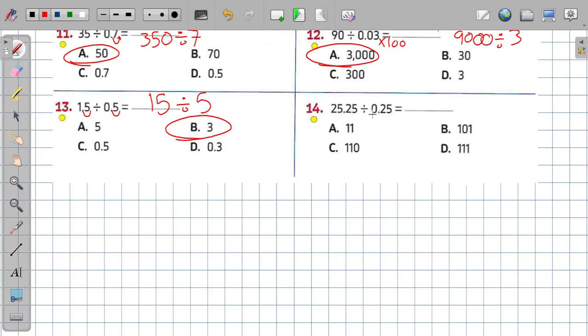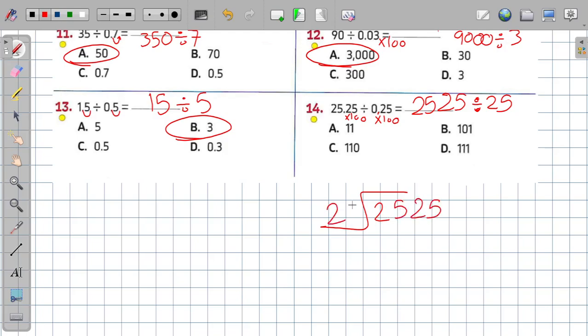Next, I have 25.25 divided by 0.25 equals what? I will move the decimal point two places to the right, so I will multiply by 100. So it will be 2,525 divided by 25.